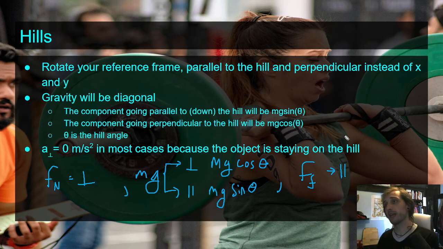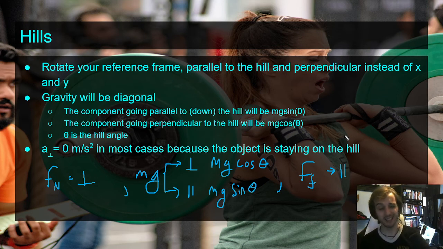Because the object is staying on the hill, the big reason we did this is to make it so that we don't have acceleration in multiple directions, because that makes the algebra really messy. And instead, we can just say that our acceleration in the new y direction is going to be 0 because it's staying on the hill. And those are sort of the big takeaways for when you're setting this stuff up.